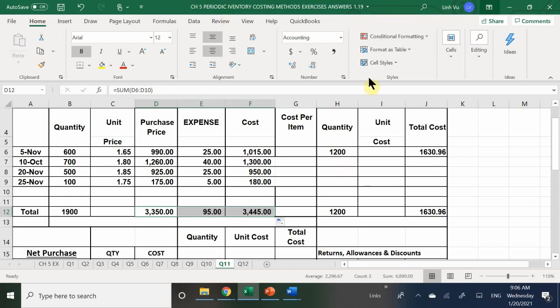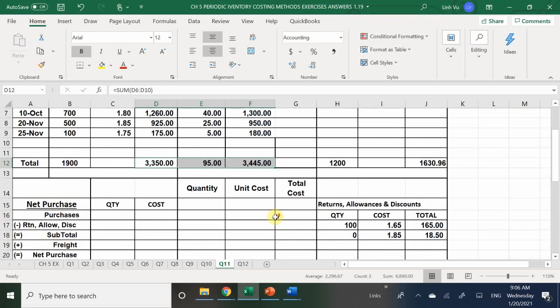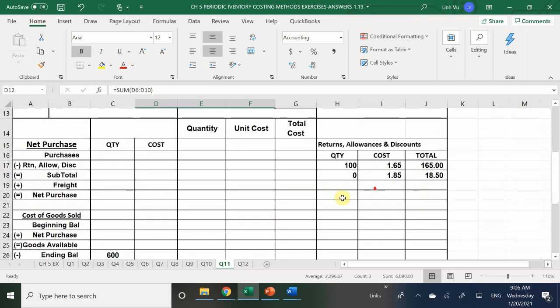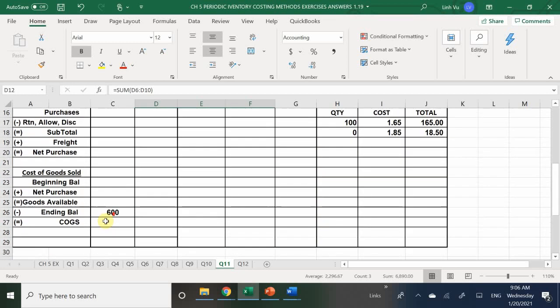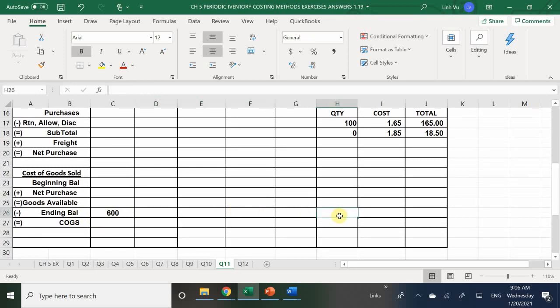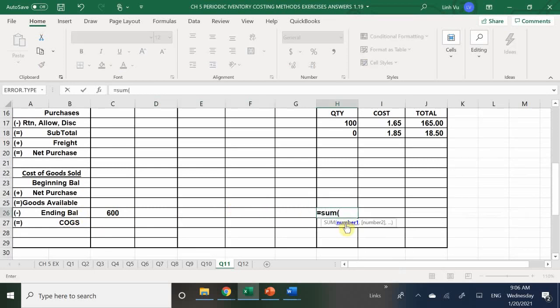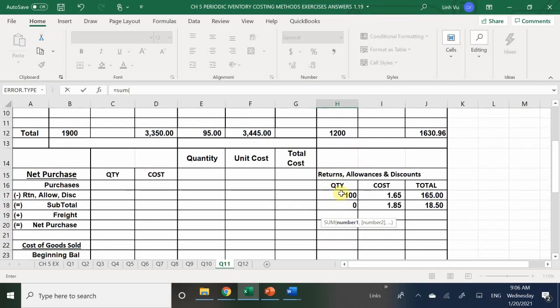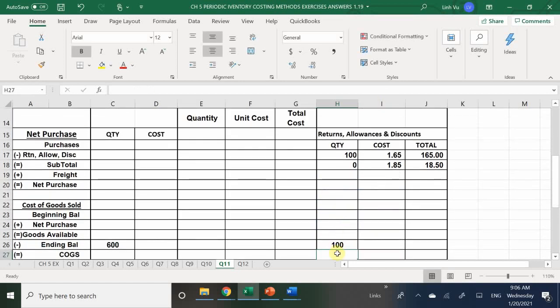So in this case, we are not going to be calculating the average cost. And we also have returns and allowances. So because I know that we have returns and allowances, I'm going to go ahead and quickly sum this column up. So how many total returns do I actually have? We have a total of 100, costing me how much? 183.50.